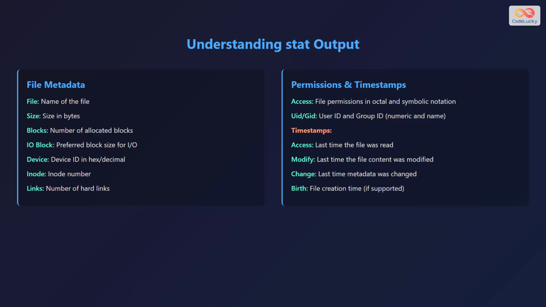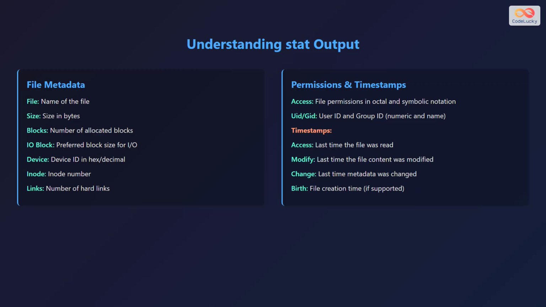Next, under Permissions and Timestamps, you have Access, which shows file permissions in both octal and symbolic notation. Then there's User ID/Group ID, showing both the numeric ID and name. After that, we have timestamps.